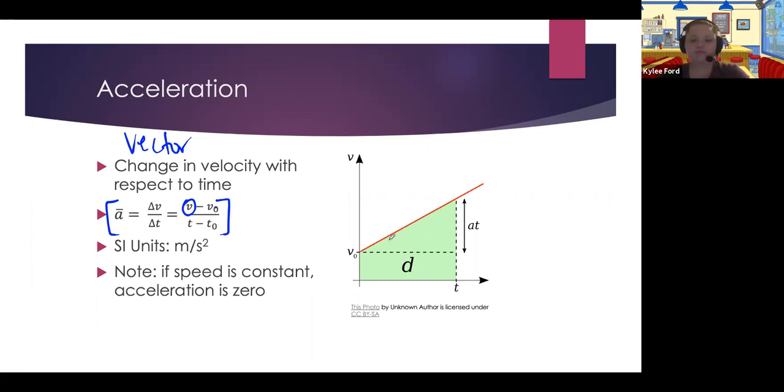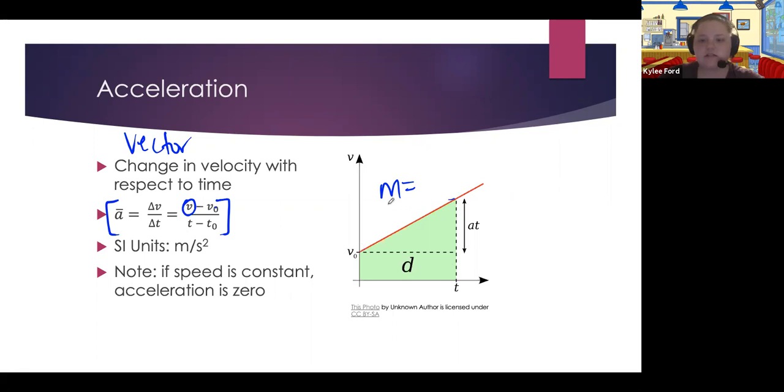So say that I have my graph again, velocity versus time. We can see how our slope is going to be our rise over our run.